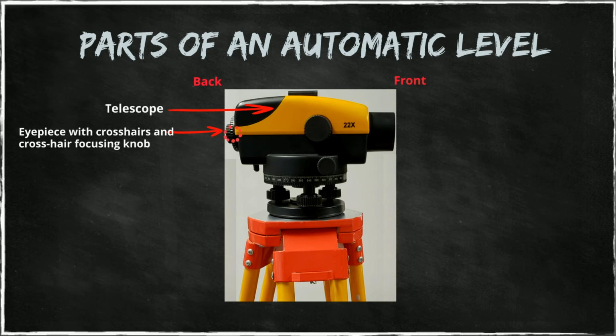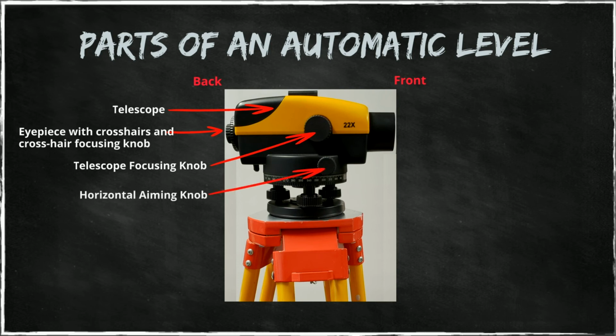This is to focus the crosshairs. And then there is a telescope focusing knob. This is used to focus the image that comes in from the telescope. If we want to do some fine aiming horizontally, left and right, we can use this fine aiming knob.